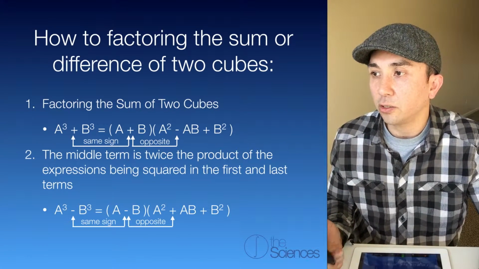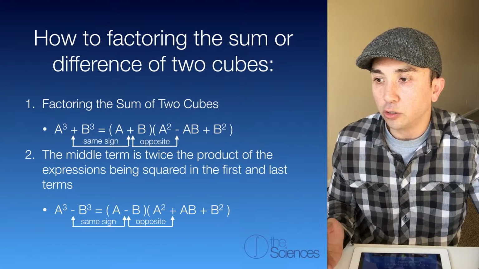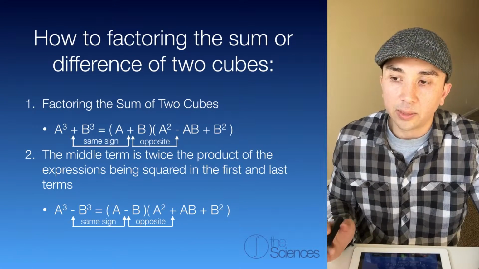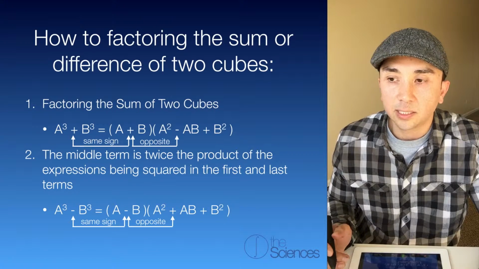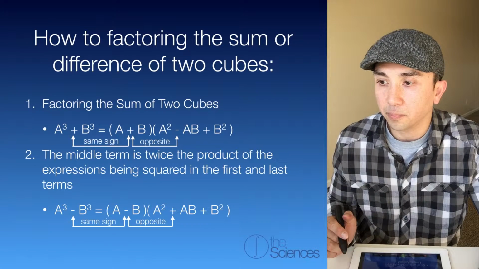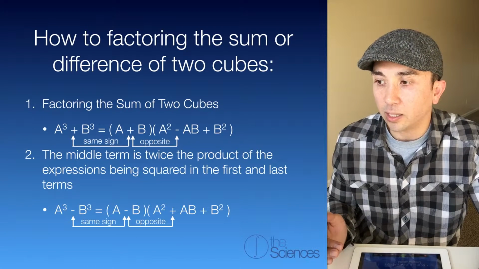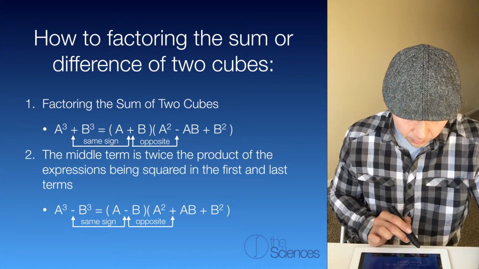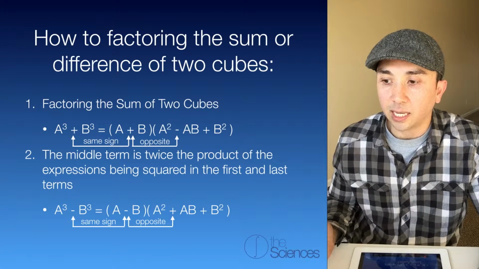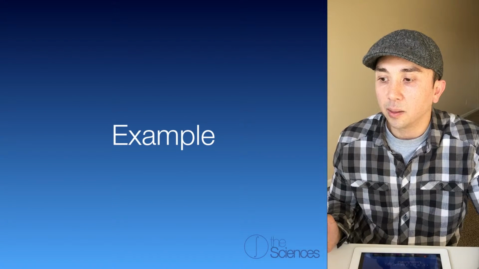Now here's how to factor the sum or difference of two cubes. First, you're going to factor the sum of two cubes. When you have a cubed plus b cubed, well, that's the same as a plus b times a squared minus a times b plus b squared. Now when you have a cubed minus b cubed, that's the same as a minus b times a squared plus a times b plus b squared.